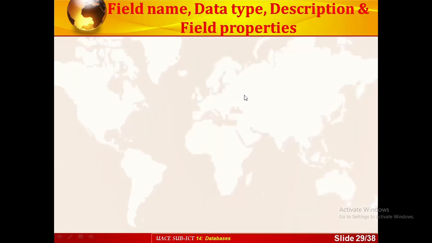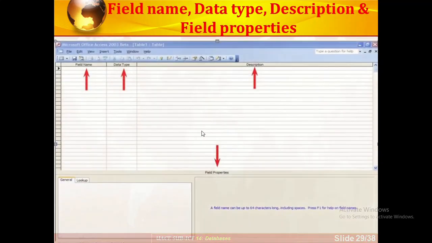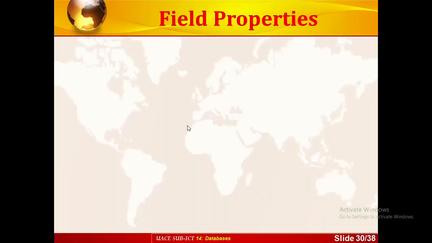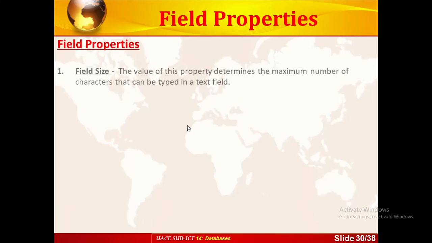So for example, this is the image of the field name. This is the field name, this is the data type, this is the description, and this is the field property. So these are all found under table design. This is where you can make your table look fantastic.